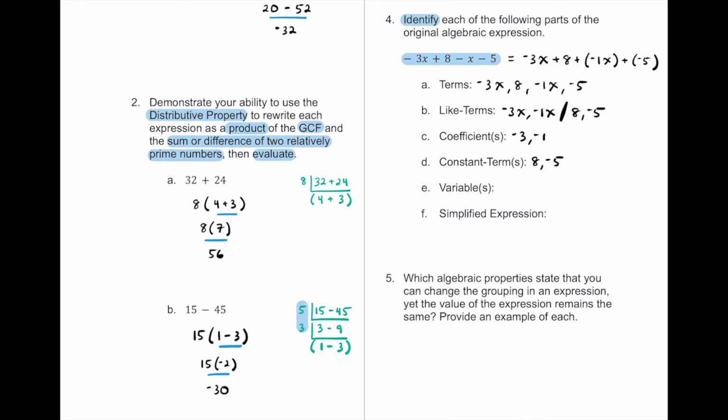For the variables, there's only one variable in this expression, and that's just going to be x. You can see it appears a couple times here, here, and here. So the variable for this expression is x.